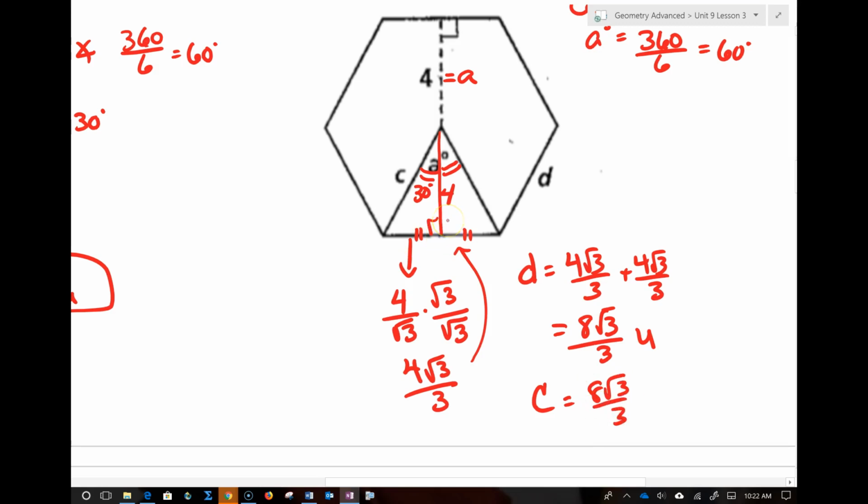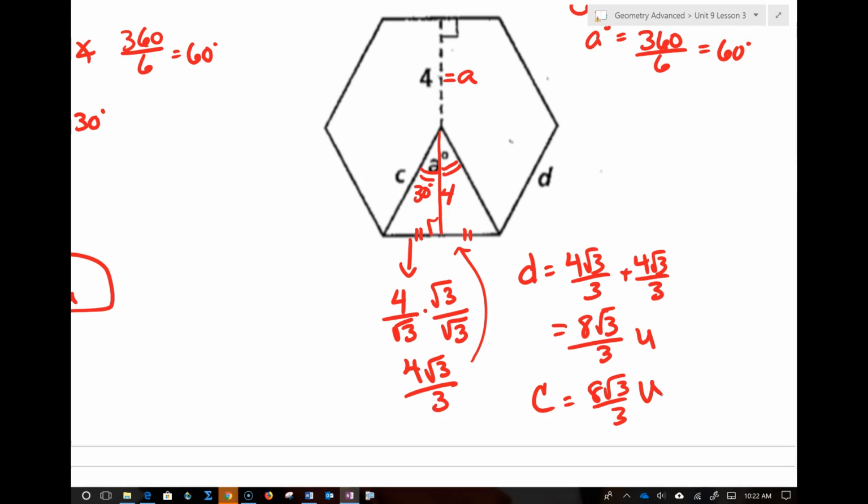Because remember, the short leg was 4 root 3 over 3. To get to the hypotenuse, you double it, it's 8 root 3 over 3. And we know on a hexagon, the radius and the side end up being the same, but that's only for a regular hexagon. All right, so guys, are we good with figuring that one out, right? Pretty quick and easy? All right, so let's do it with a couple different ones. So go to the next page for me.